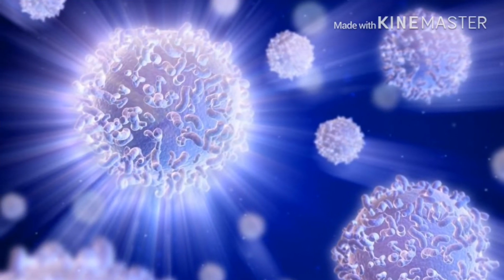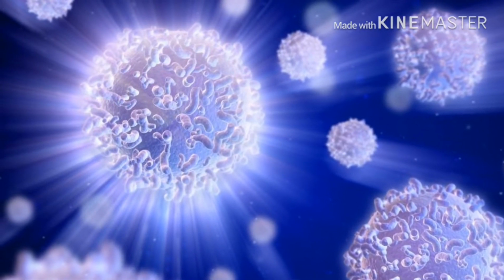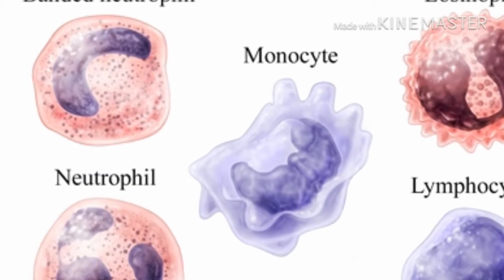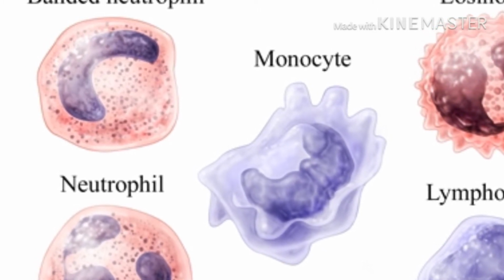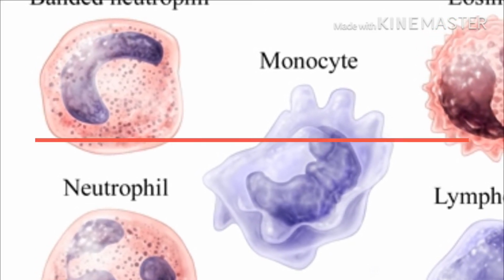Okay, so now on to white blood cells. Now these cells fight disease by making chemicals such as antibodies and ingesting or swallowing microorganisms such as bacteria.